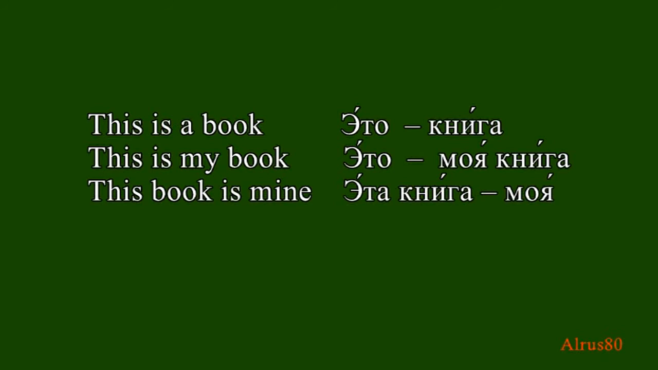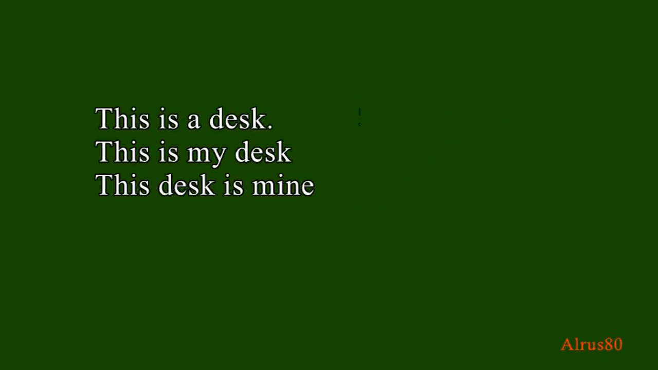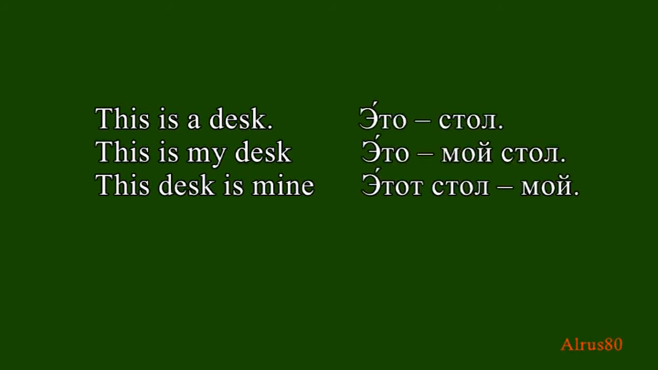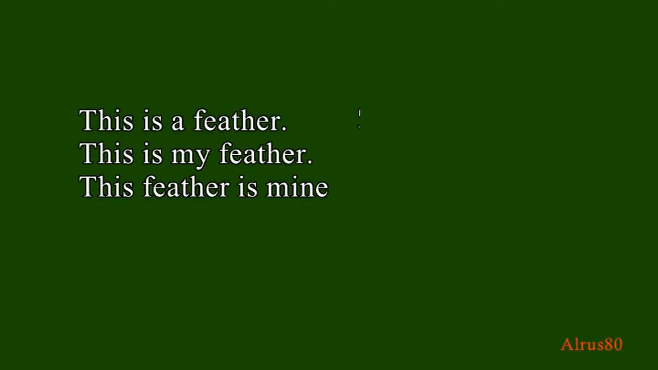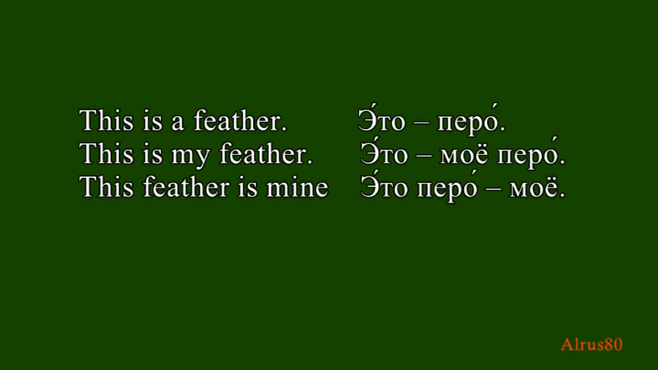This is a desk. Это стол. This is my desk. Это мой стол. This desk is mine. Этот стол мой. This is a feather. Это перо. This is my feather. Это моё перо. This feather is mine. Это перо моё.